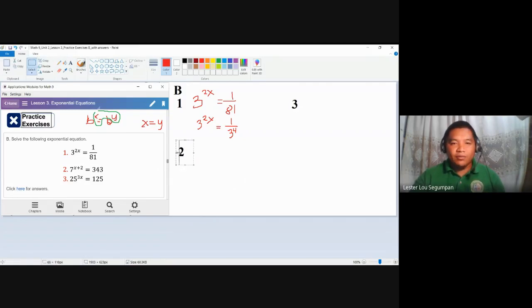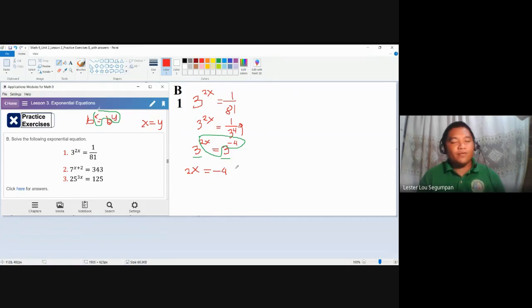Let me first remove these numbers here so that we will have plenty of space. Now, let's continue. So we have here 3 to the power of 2x. And similar to number 3 of the previous exercise, we can bring it up, and since it's positive 4, we will make it negative 4. This is the reverse operation of the law of negative exponents. Now that we have the same bases, we cut them out as our new equation. So you have here 2x is equal to negative 4.